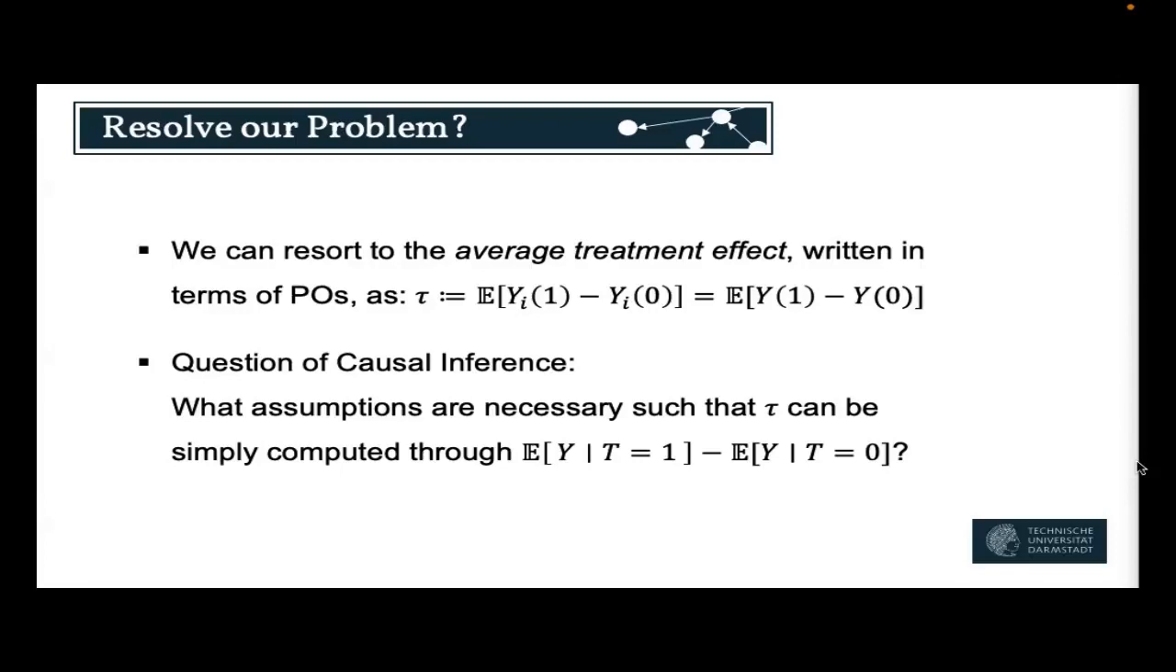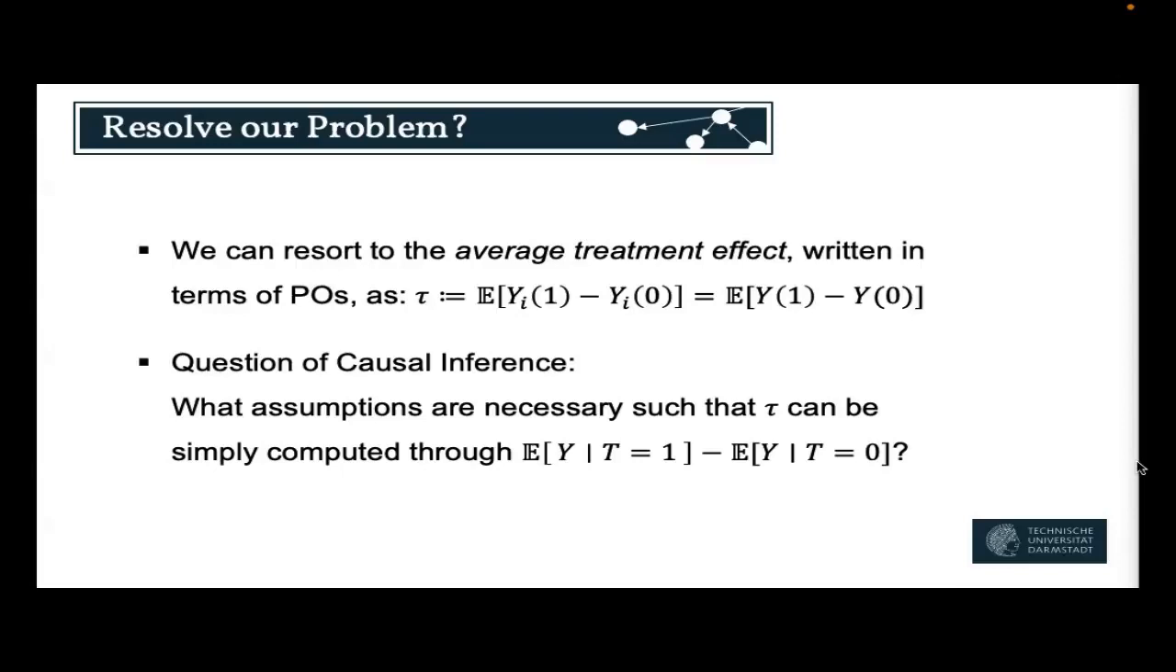It's just like collecting all those Yi in the random variable Y, and so you can have this equality. And now, again, to bring this back home to the question of causal inference: what assumptions are really necessary such that this tau can actually be computed? And more specifically, computed through an associational difference, right?